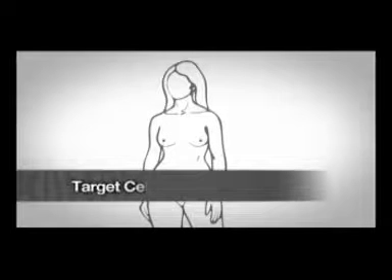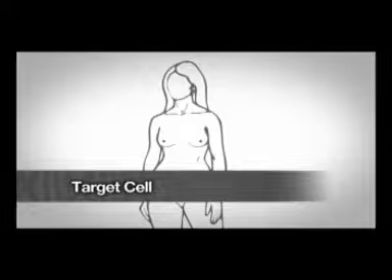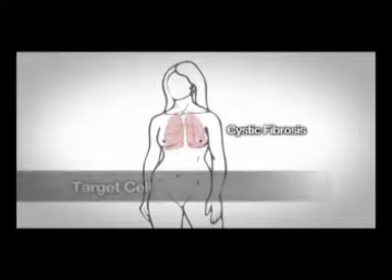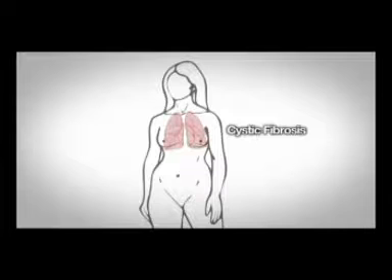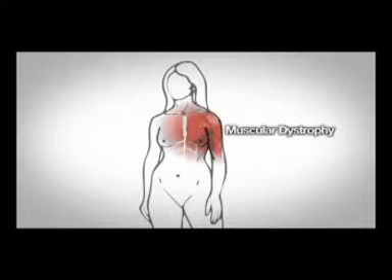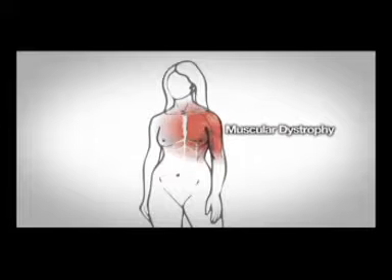Depending on the disease to be treated, the therapeutic gene must be directed to target cells in specific tissues. For example, in the case of cystic fibrosis, the epithelial cells of the lungs are the main target of treatment, as the disease primarily affects the respiratory system. In the case of muscular dystrophy, however, the cells that must receive the treatment are the muscle fibers.